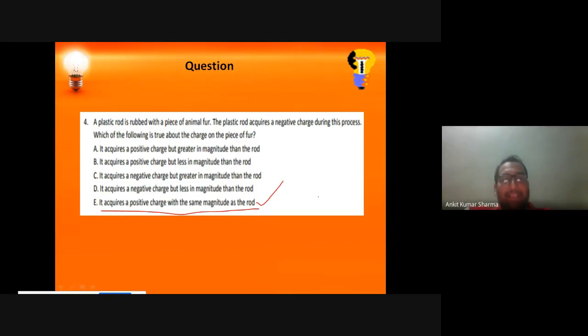When a plastic rod is rubbed with a piece of animal fur, the plastic rod acquires a negative charge during this process. Then the fur has a positive charge with the same magnitude as the rod. So E is the correct answer.